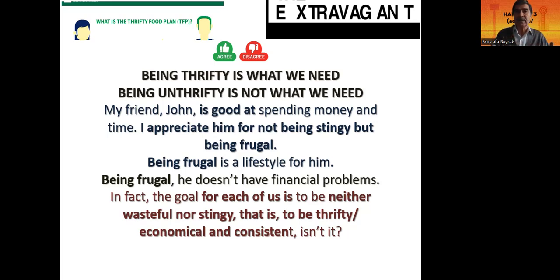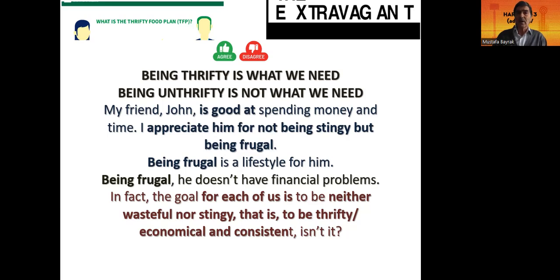Okay, being thrifty is what we need, or what we need is being thrifty. What we need is the subject, for example. What we need is being thrifty, or being thrifty is what we need. Being thrifty is subject, what we need is the object. Just like saying a car is what we need, or what we need is a car.